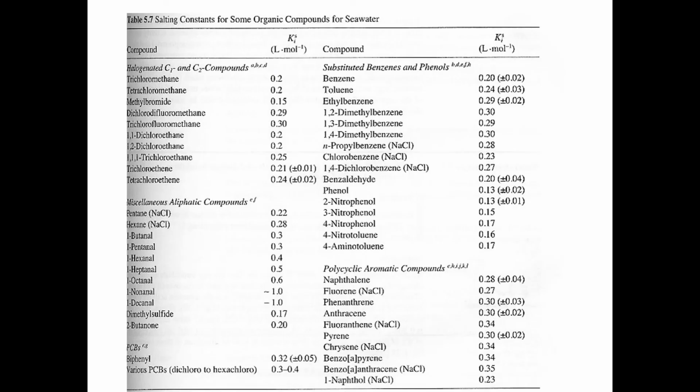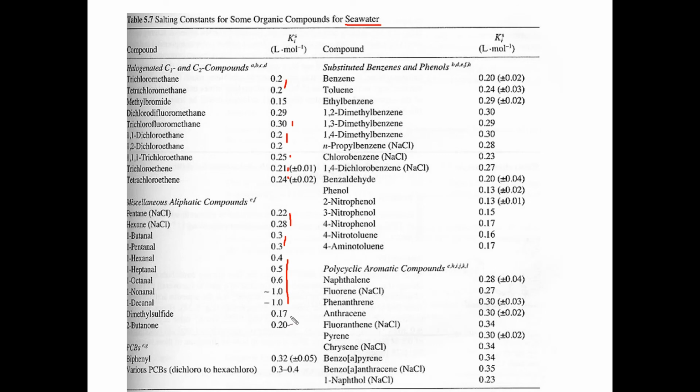This table is giving you some Setschenow constants for a whole bunch of different chemicals in seawater now, right? So now we're in seawater, which is a mixture of many different salts, but mostly sodium chloride. And again, you notice 0.2, 0.3, 0.2, 0.25, 0.21, 0.24. They're all around 0.2, 0.3. Pentane, hexane, butanol, pentanol. Now, when you get to these longer chain aldehydes, you're getting some pretty serious Setschenow constants.